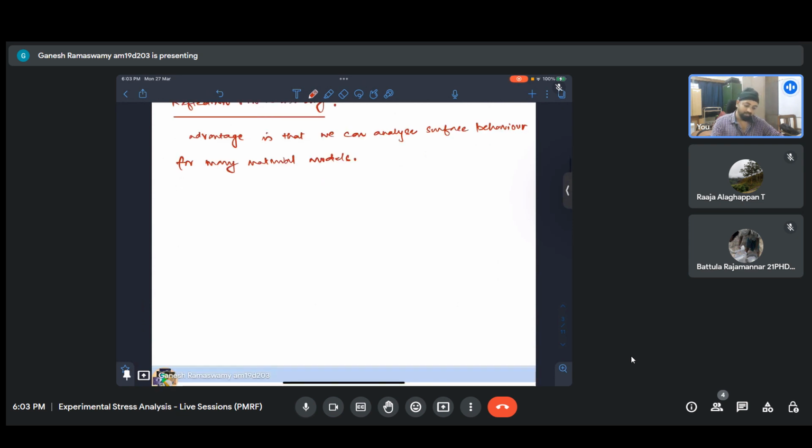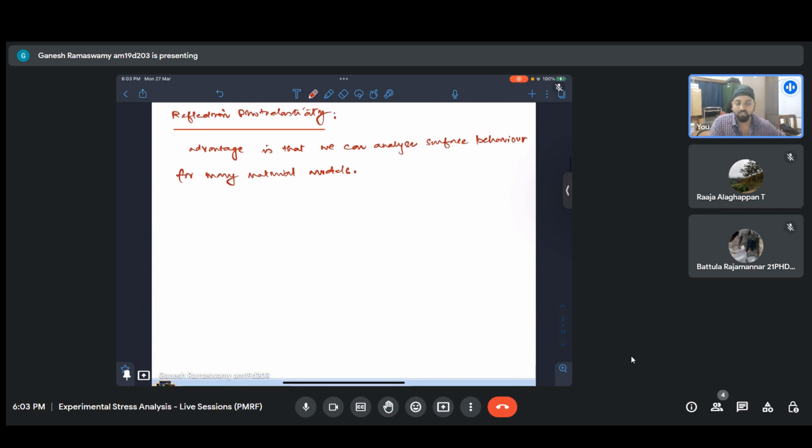What I mean by that is we need not worry about whether the specimen material is isotropic or whether it is heterogeneous, homogeneous, composite, functionally graded. The only limitation is that we can study only the surface behavior. But if we wish to study the surface behavior, we can always apply an isotropic photoelastic coating over it and study this.